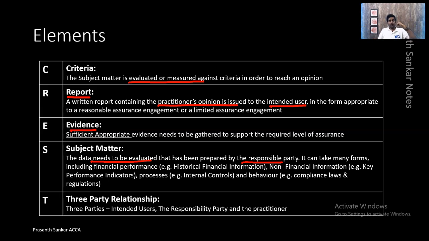It can be internal controls or processes. It can be non-financial information like KPIs. It can be certain compliance related matters, laws and regulations. There are various assurance engagements that we will learn in the AAA subject. And finally, it's a three-party relationship. Who all are there? The intended user, the responsible party, and finally the practitioner, who is considered as an independent expert on the subject matter and on the criteria to evaluate the subject matter.